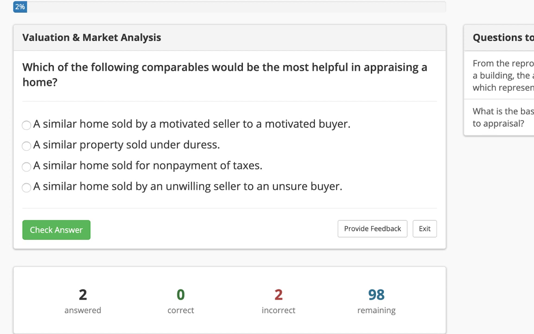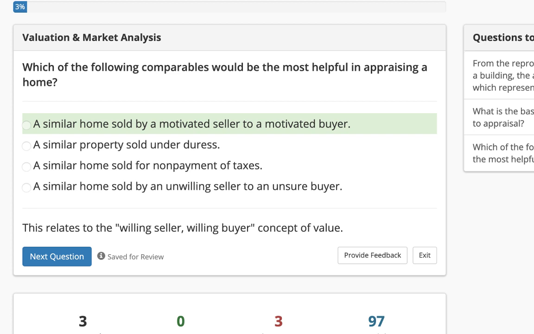Love to hear an opinion on that. I'm curious because we don't have the same sort of rapid fire answers that we often get with property ownership. I'm a little curious how everybody feels about it. Which of the following comparables would be the most helpful in appraising a home? The answer is A, a similar home sold by a motivated seller to a motivated buyer.